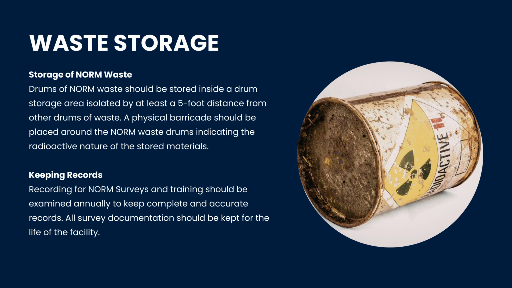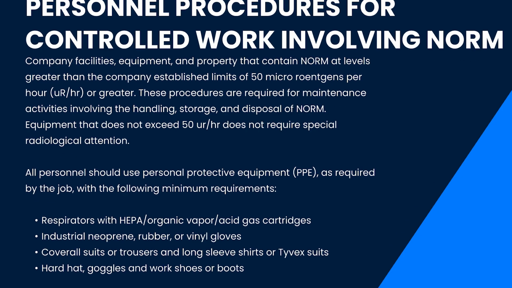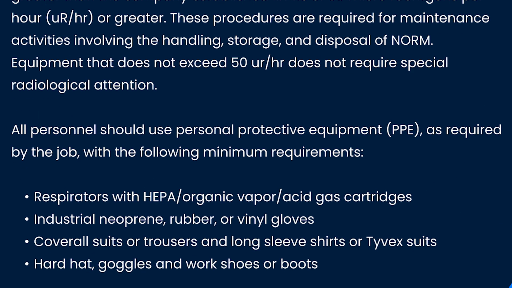Radioactive waste must be stored in controlled areas, separated from other materials, and clearly marked. Maintaining accurate records ensures compliance and helps track exposure over time. Workers handling radioactive materials must use appropriate personal protective equipment, including respirators, gloves, protective clothing, and eye protection. These controls reduce the risk of exposure during routine operations.